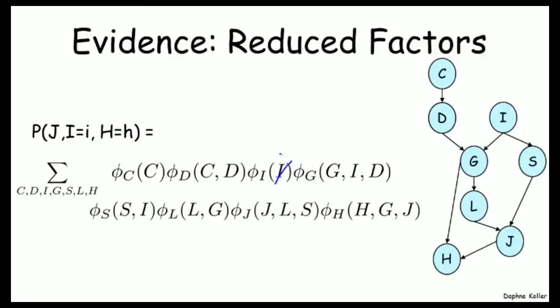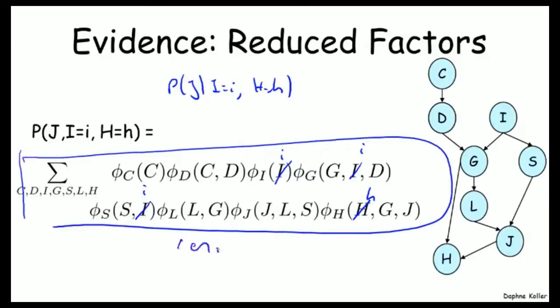And so this turns into phi I of little i, which, as it happens, is a constant because there are no other variables in the scope. And similarly here and here. And for H equals little h, we do the same thing, which in this case involves only this factor over here. And now it's back to being an equality. And if we want to compute the probability of J given I equals little i and H equals little h, we take this summation and renormalize, just like before.